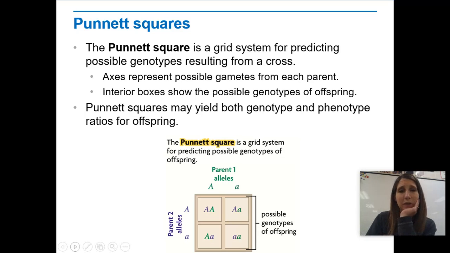So on every Punnett square that you draw or that you complete, the axes represent possible gametes for each parent. So if we look at this one, the axes are here, either on the top or on the left. And for any Punnett square, we only ever put them on the top and on the left. Nothing will go on the right, and nothing will ever go on the bottom. Okay. The interior boxes are going to show us exactly what we get in our offspring.